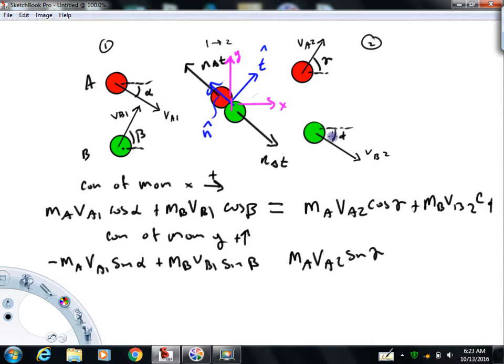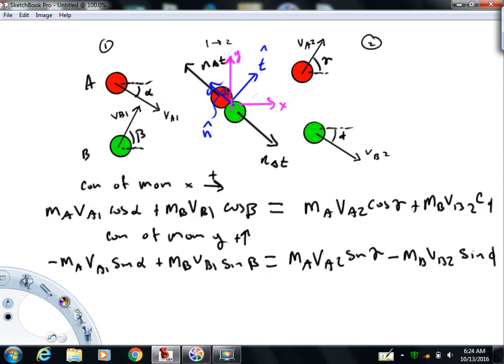Taking a look at mass B here, the y component of this velocity vector points down. So the next term is going to be minus MB VB2 sine phi. And again, the equality can be put here because the net force on the system during impact is 0.